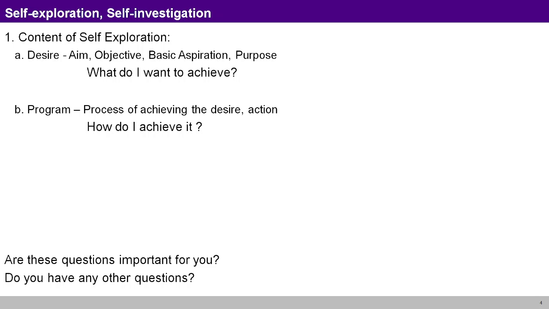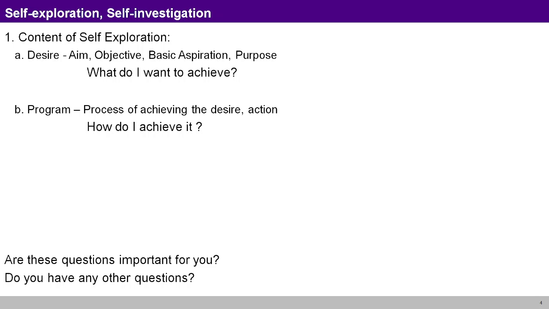The content of self-exploration is desire, aim, we can say objective, basic aspiration, purpose. So for the desire, we put it in all these terms. So what do we want to achieve? That is the content of exploration. Then the program, the process of achieving the desire, is action. How do I achieve it? What way can I achieve my desire?